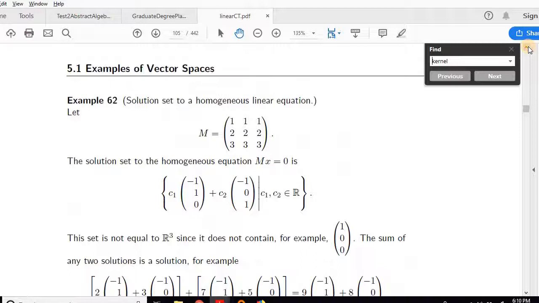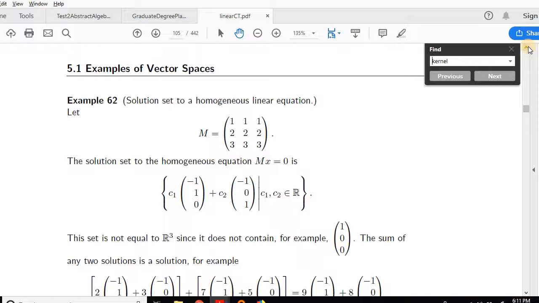Let's just make this big. M. So here you have a matrix M. So if you wanted to solve this, let's go through this. If you wanted a homogeneous linear equation, how would you go about doing that? First, I would row reduce the matrix.